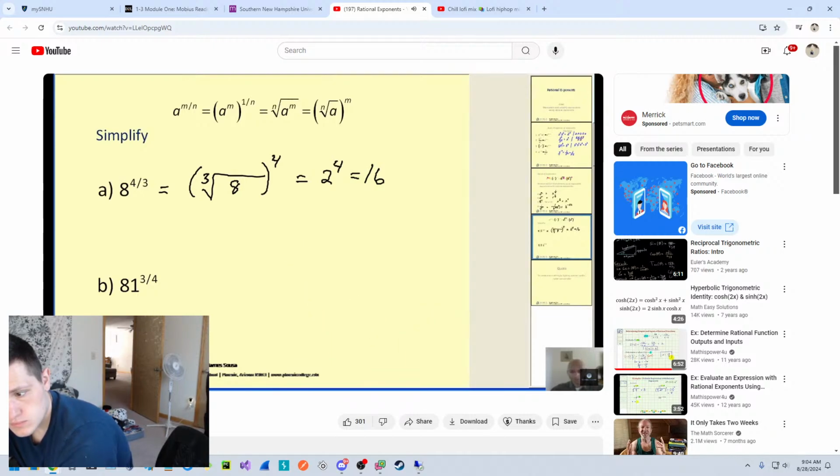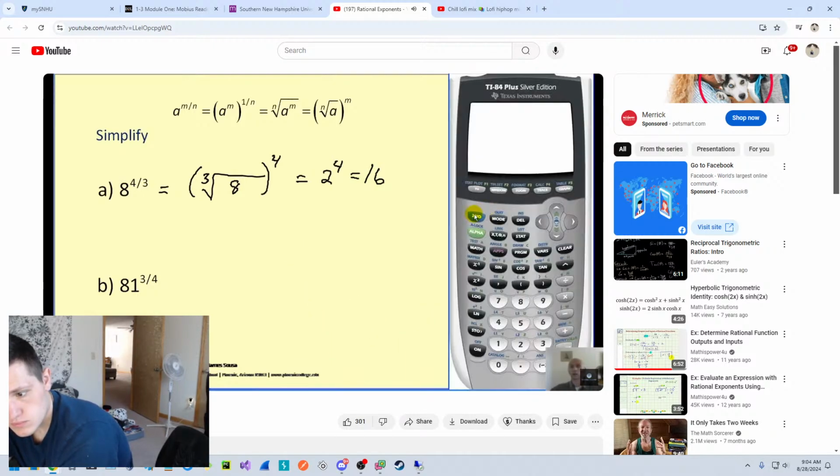We can easily verify this on the graphing calculator. Let's do that. I'm going to go ahead and just type in 8 to the power of 4/3. Now when I type in my exponent, since it's a fraction, I do need to include it in a set of parentheses. And that verifies my answer.